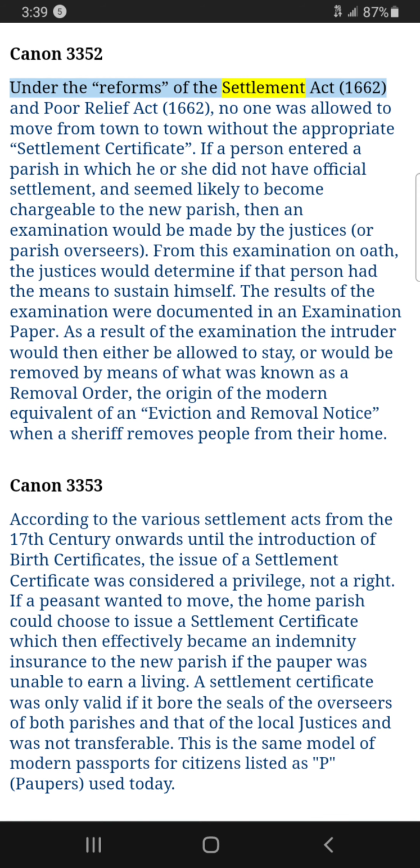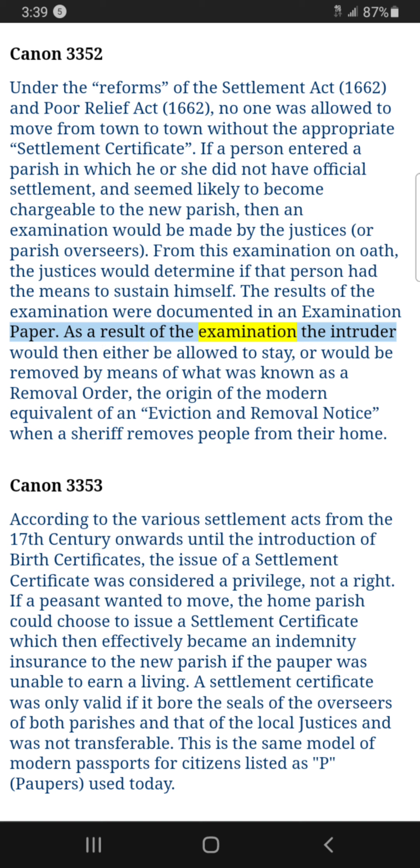Under the reforms of the Settlement Act, 1662, and Poor Relief Act, 1662, no one was allowed to move from town to town without the appropriate settlement certificate. If a person entered a parish in which he or she did not have official settlement, and seemed likely to become chargeable to the new parish, then an examination would be made by the justices, or parish overseers. From this examination on oath, the justices would determine if that person had the means to sustain himself.